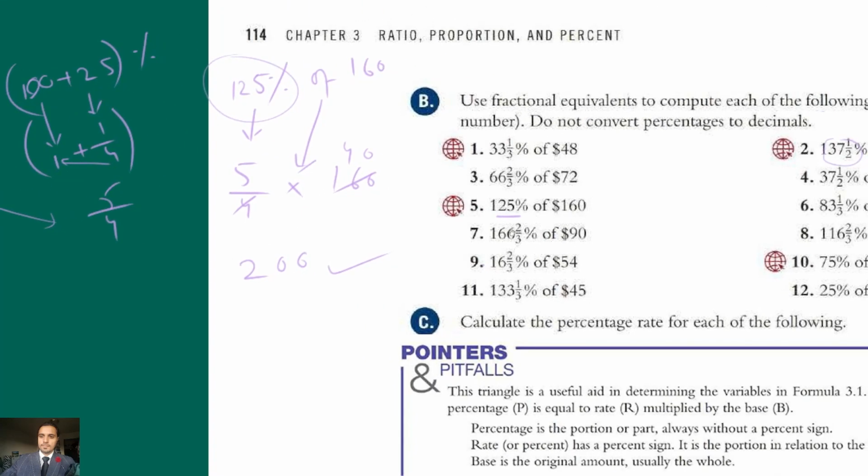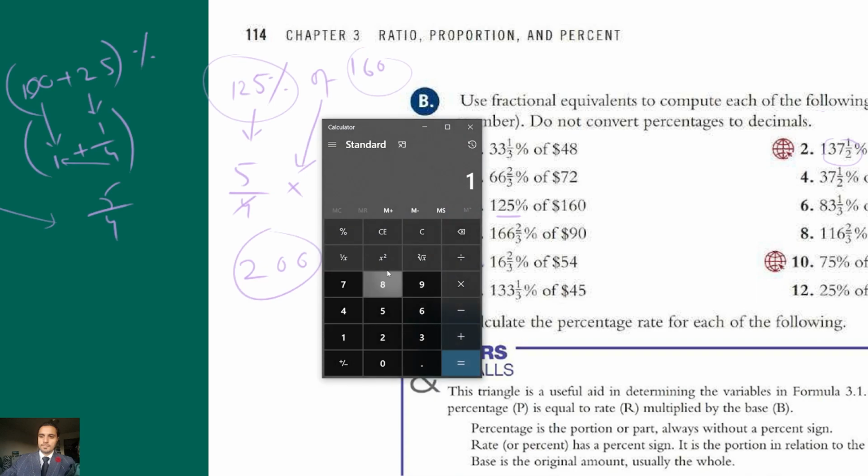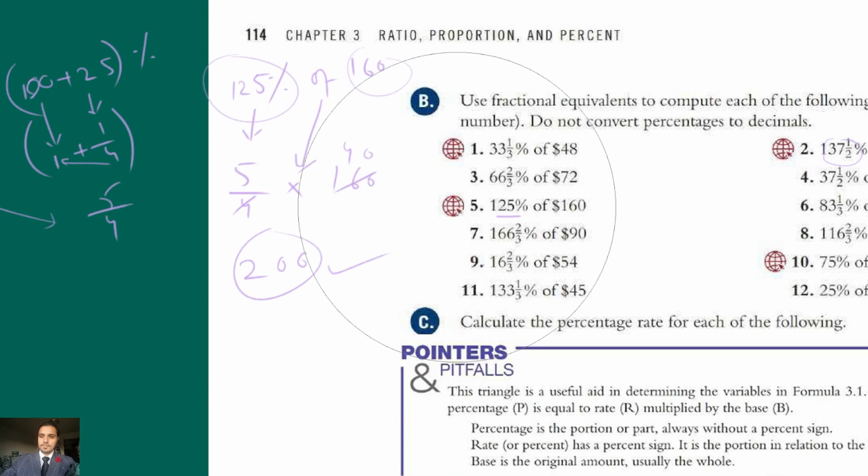You can check it. The answer should be more than 160, obviously, because it's more than 100% of that. So 160 times 125 divided by 100 is 200, right? Good.